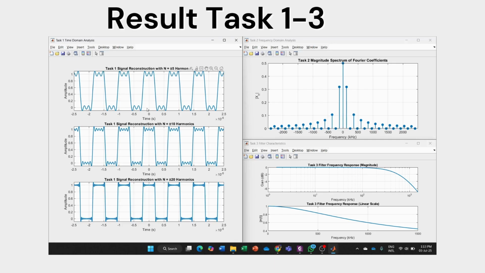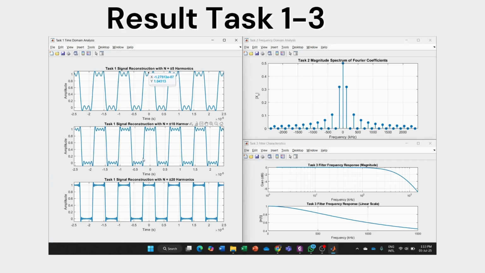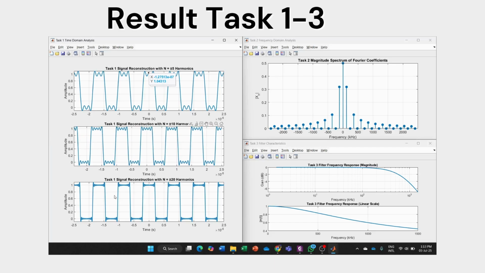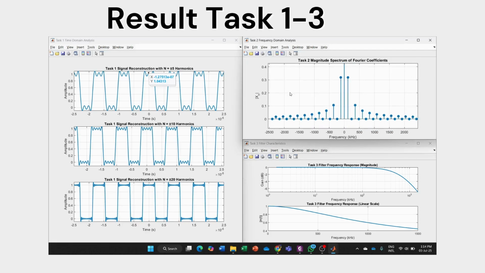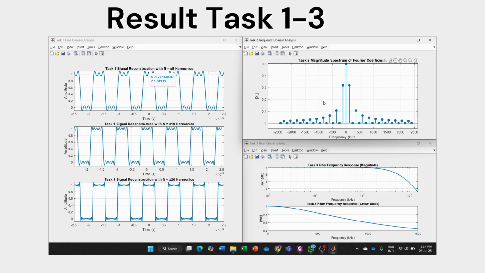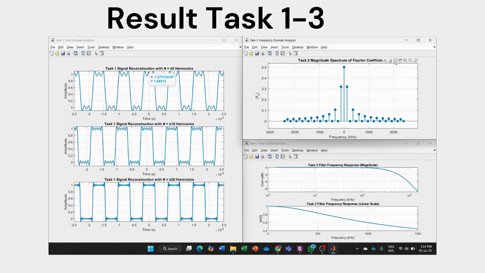With 5 harmonics, from 2.5 to negative 2.5, we can see the signal over here. We could know how much it is, followed by 10 harmonics. We could see how much the graph has traveled, followed by plus minus 20 harmonics. So this is for task 1, and for task 2 here we could see the magnitude spectrum.